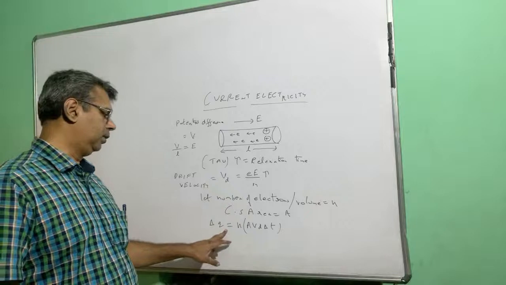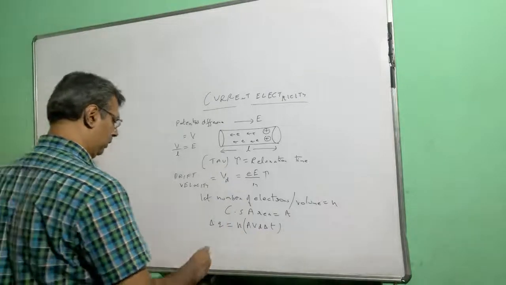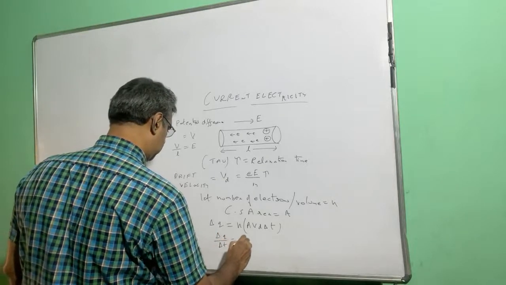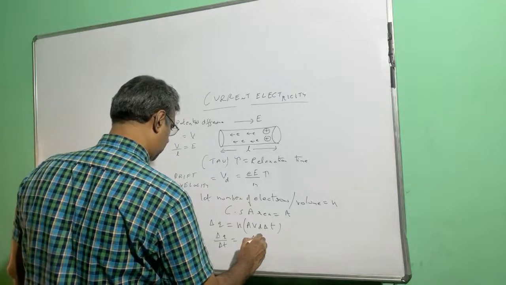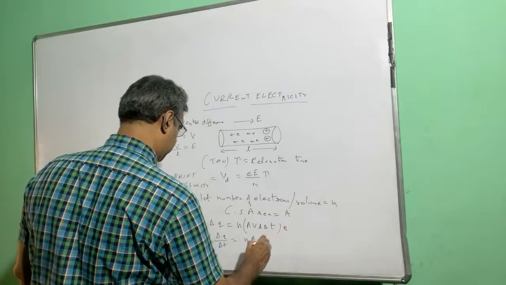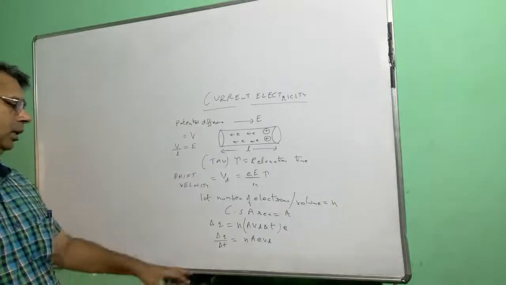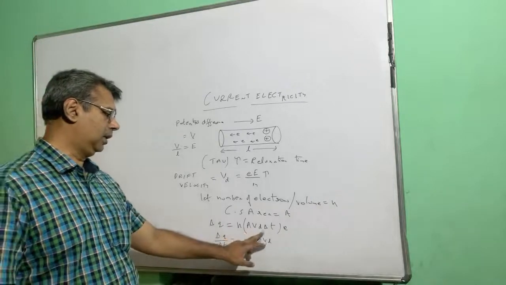So delta q is n into A into drift velocity into delta t. Now if you divide both sides by delta t, then you will get, okay, this has to be multiplied with the charge of an electron also. Yes. So area into drift velocity into time interval is area into length, that is volume.